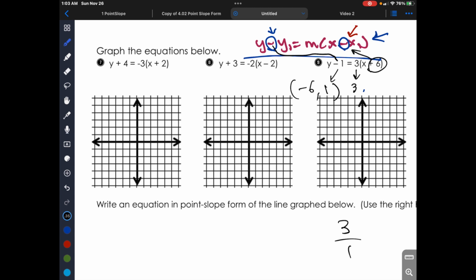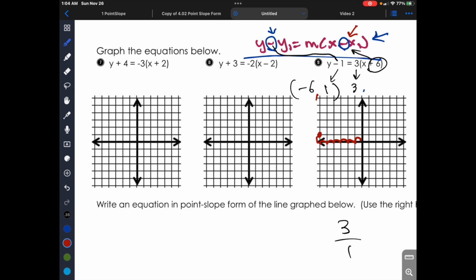Okay, so I can't really point. Let's see. 1, 2, 3, 4, 5, 6. Down 6, right? Oh, actually, my bad. -6, comma, -1. So that means I go left 6. 1, 2, 3, 4, 5, 6. So -6, and then up 1. So it's right here. That's our point, right?